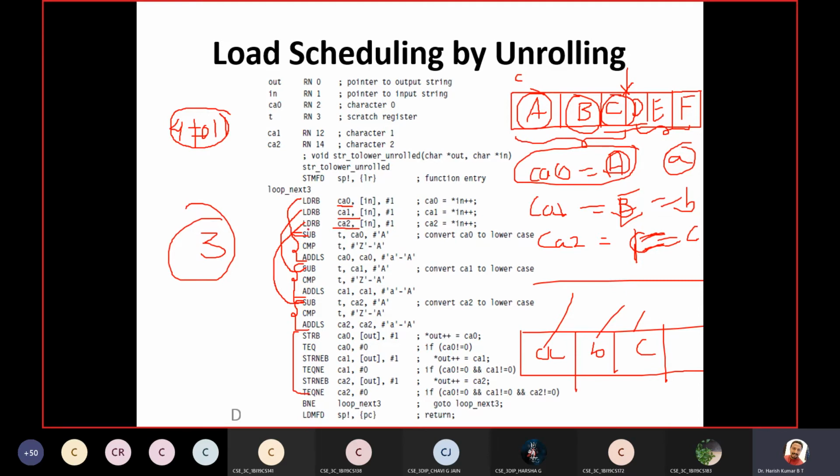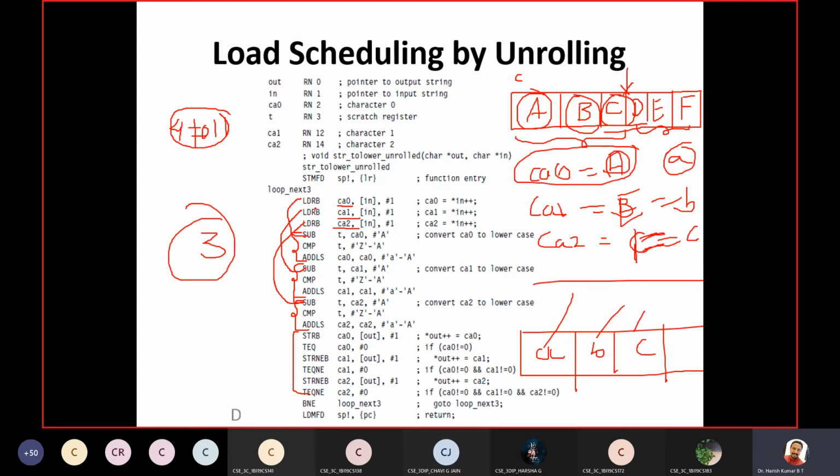So by the time the subtract instruction gets into the pipeline and reaches the execute stage, this LDRB will write the result to CA0. That is register R2. Hope people are able to understand what I'm saying. Yes, sir. Okay, so first this LDRB goes into the pipeline. So what goes next? When this is in decode, this is in fetch stage.